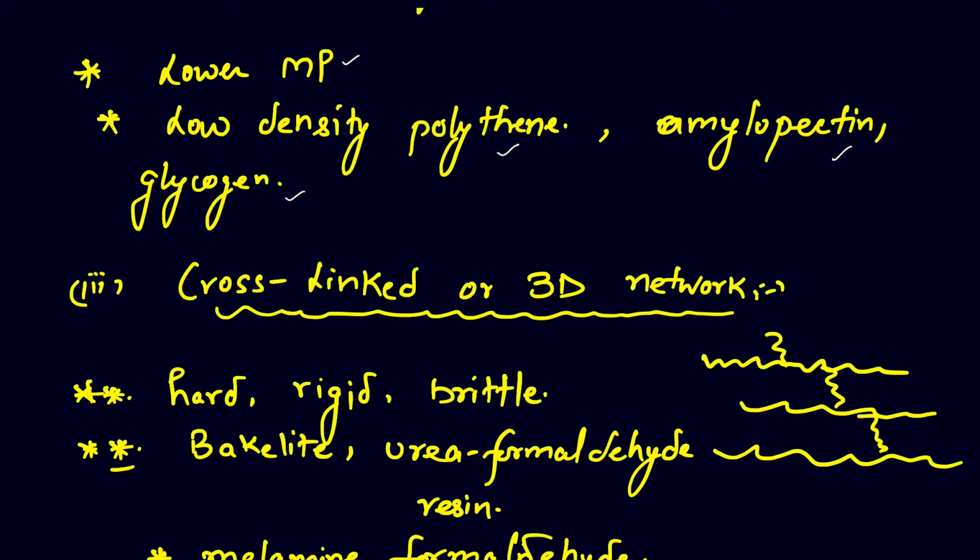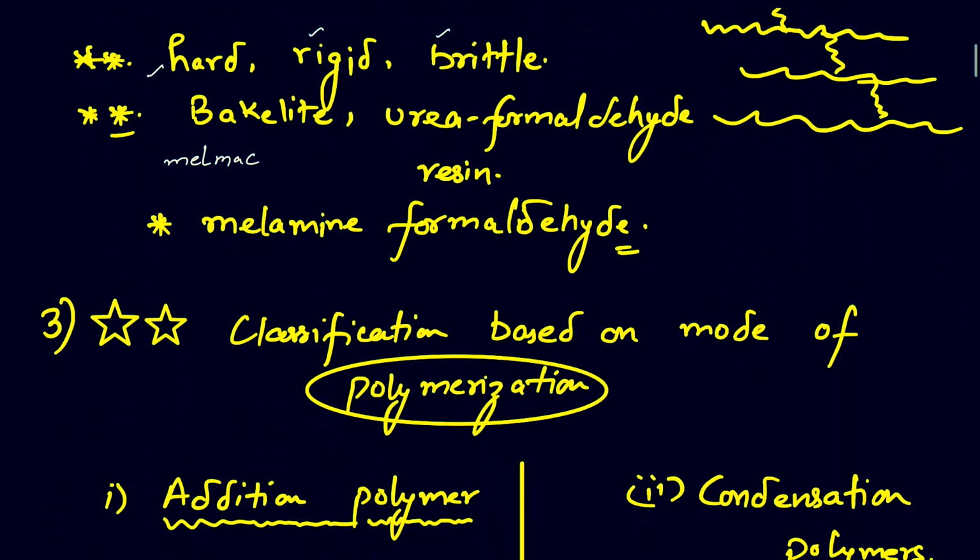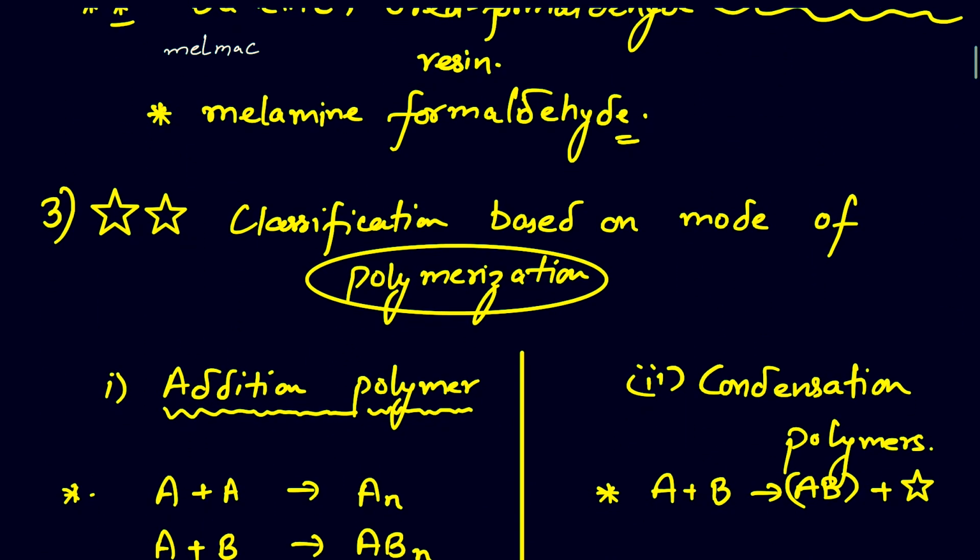Next we have cross-linked or 3D network polymers. Now in this we have highly cross-linked chains. So they are hard, rigid and brittle. Examples are bakelite or urea formaldehyde resin. Another example is Melmac, that is melamine formaldehyde resin.